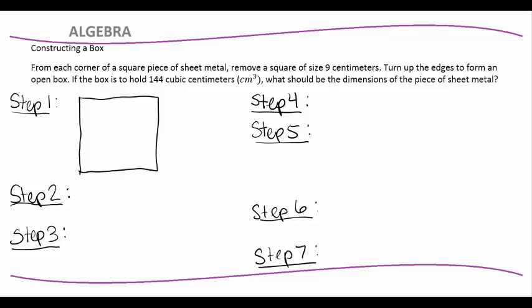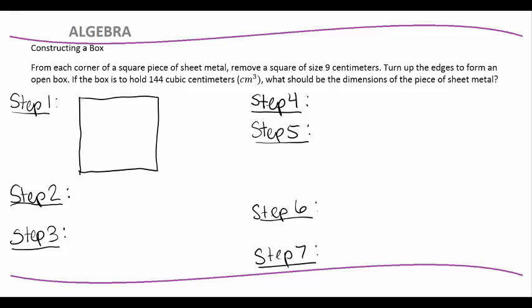Constructing a box problem. From each corner of a square piece of sheet metal, remove a square of size 9 centimeters, turn up the edges to form an open box. If the box is to hold 144 cubic centimeters, what should be the dimensions of the piece of sheet metal?